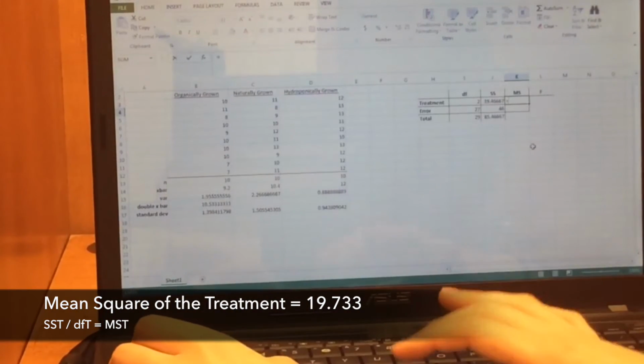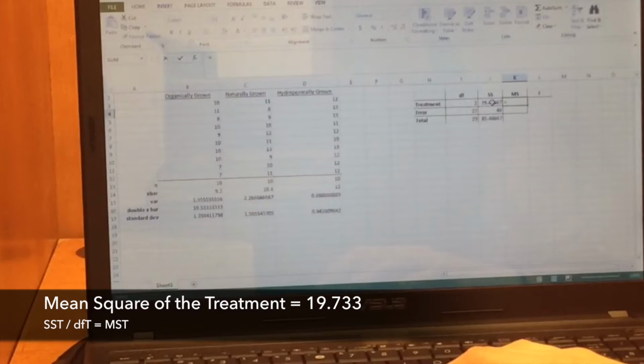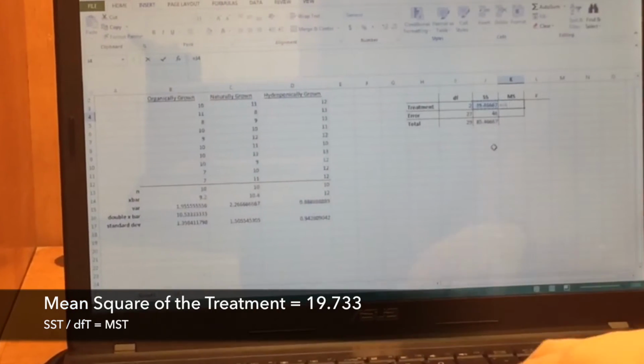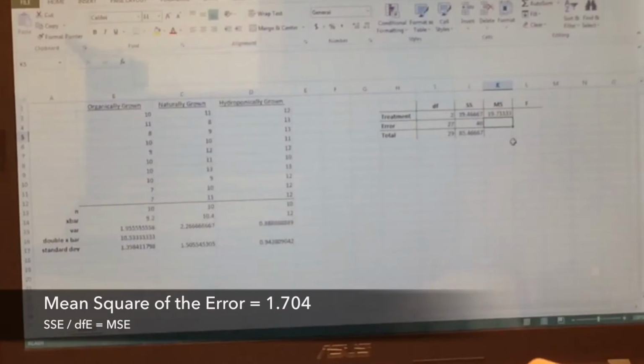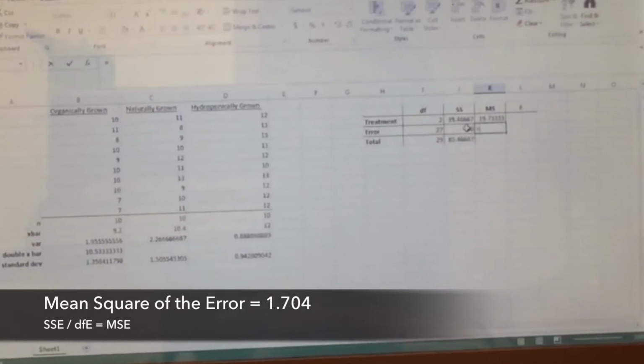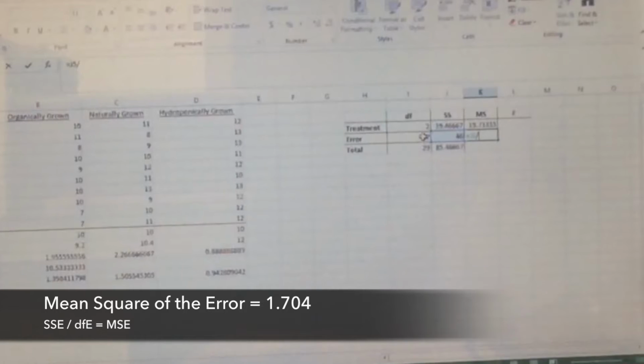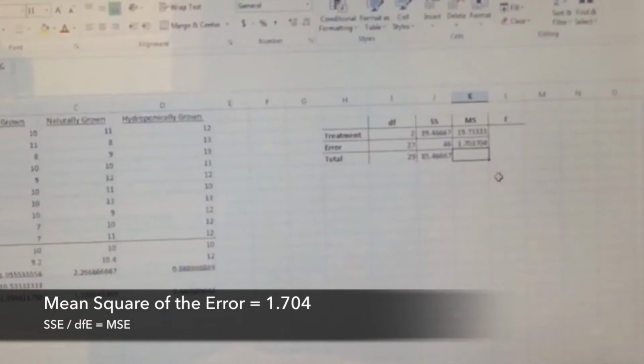To get the mean square of the treatment, take the sum of squares of the treatment divided by the degrees of freedom for the treatment to get 19.733. For the mean square of the error, take the sum of squares of the error divided by the degrees of freedom of the error to give us 1.704.